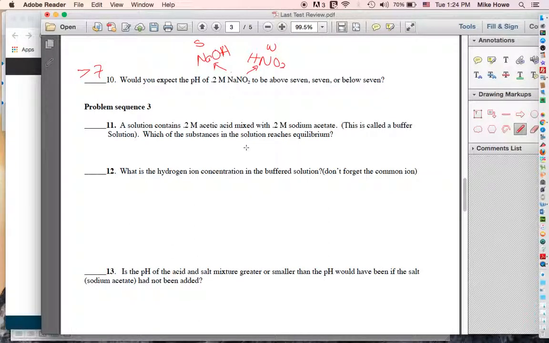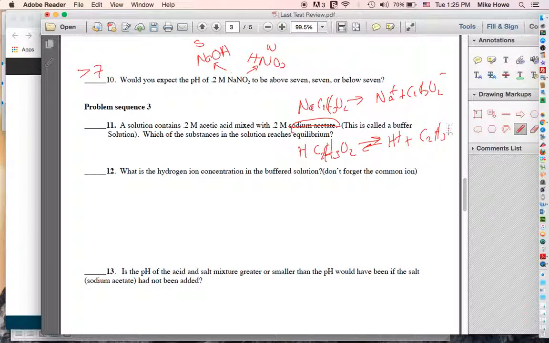Number 11, a solution contains 0.2 molar acetic acid and 0.2 molar sodium acetate. Which substance reaches equilibrium? This is a salt. It's a soluble salt, so it's going to come apart like this. Acetic acid, though, is an acid. It's a weak acid. HC2H3O2. I'm going to use the Arrhenius definition because of space here. So this one goes to equilibrium because it's the acid. The salt is soluble, no equilibrium. The acid is a weak acid, and it will hit equilibrium.